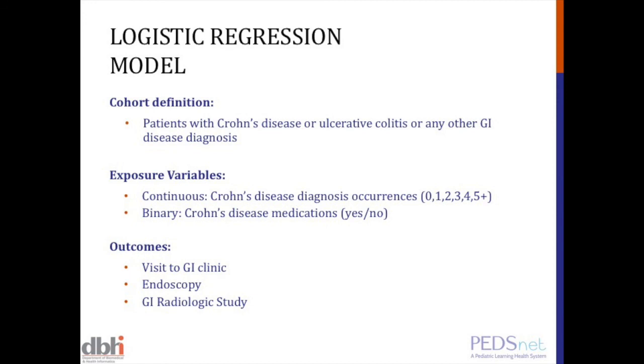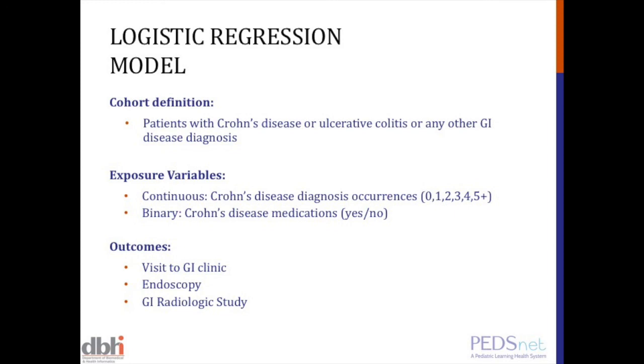To look and see how well our models are doing, we can do logistic regression, where we take the criteria that we use to build our phenotypes and treat those as exposure variables, and then look at outcomes that are specific to the diagnosis of interest. So here we took a cohort of patients with Crohn's disease or ulcerative colitis or any other GI diagnosis. We start with that as our pool of patients, and then we say, okay, which patients have a continuous variable here of Crohn's disease diagnoses, and also a binary variable here of Crohn's disease meds, whether or not they were on any of the meds that we specified earlier.